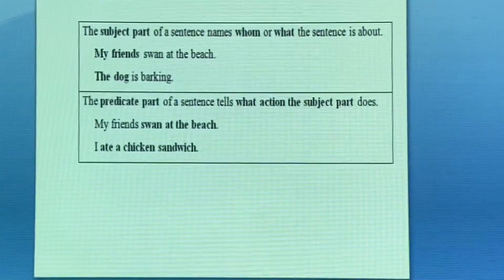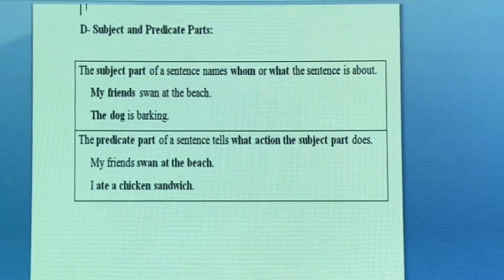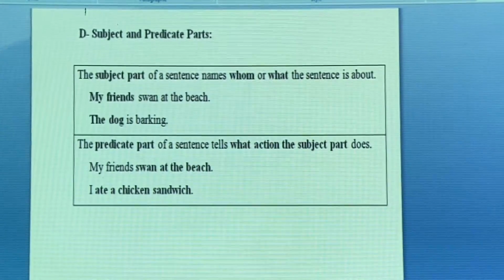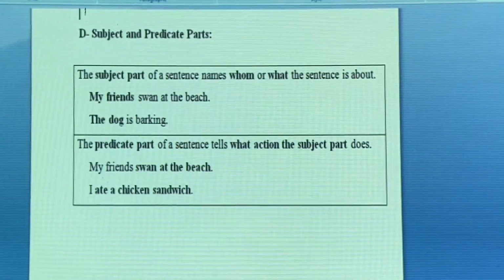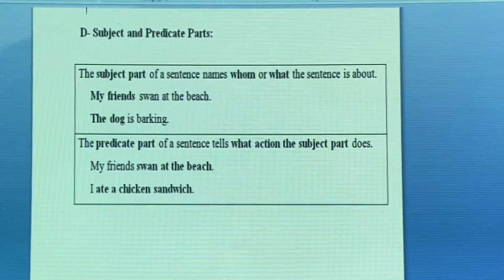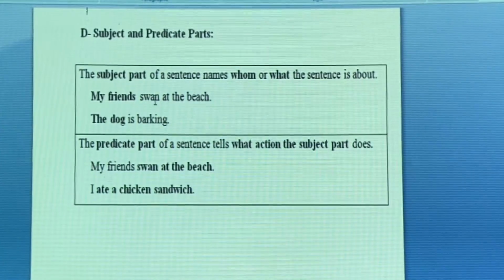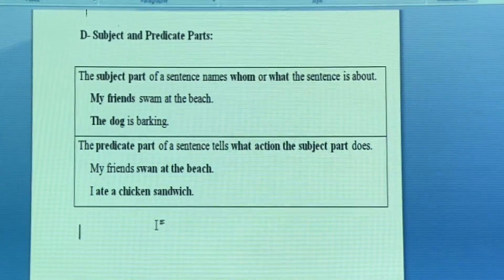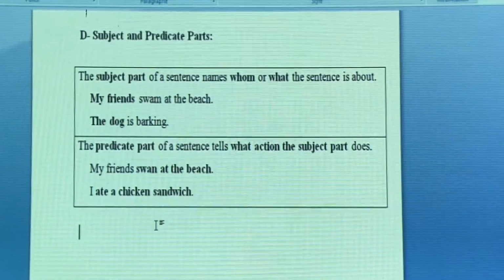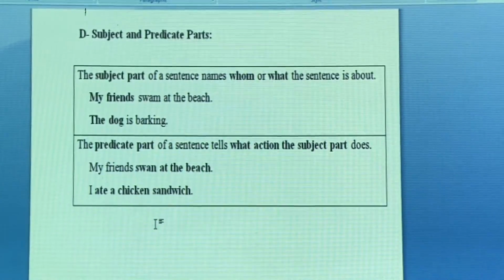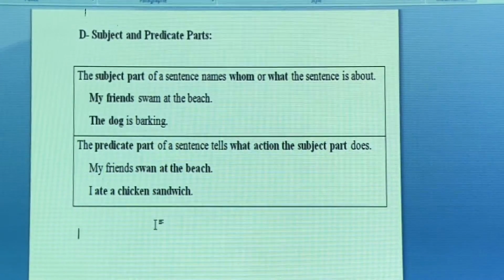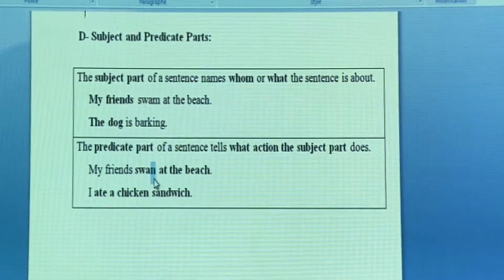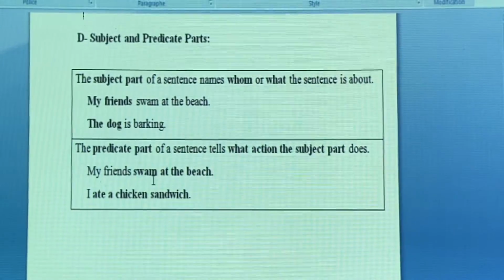Now let's see the constituents of a sentence. All sentences have subject and predicate parts. The subject part of a sentence means whom or what the sentence is about. For instance, my friends swam at the beach. The dog is barking. So the subject can be a person, an object, an animal, etc. The predicate part of a sentence tells what action the subject part does. My friends swam at the beach. I ate a chicken sandwich.